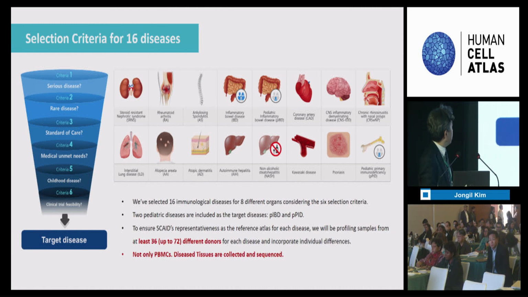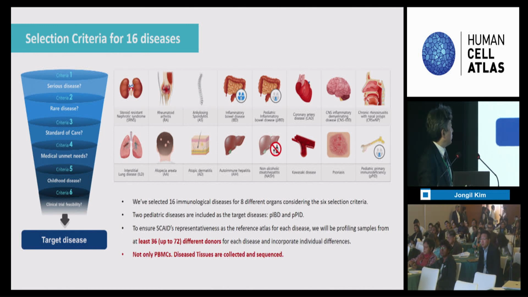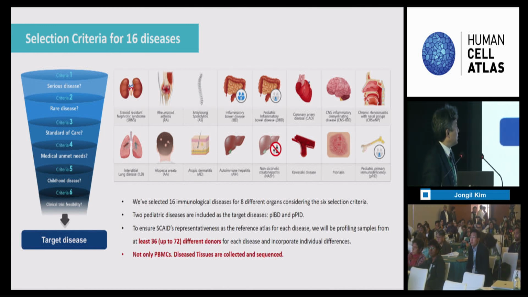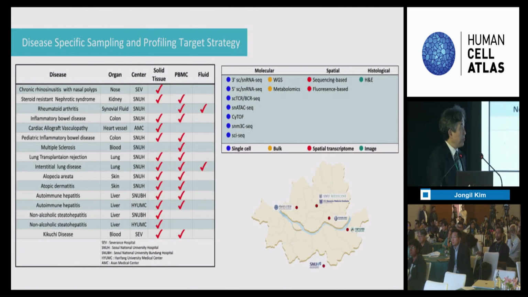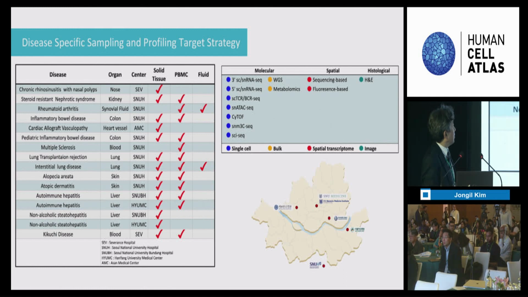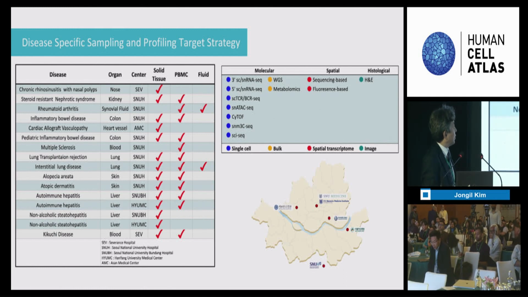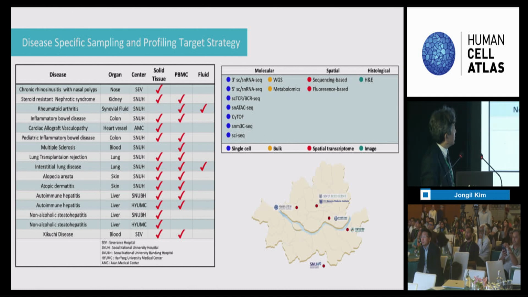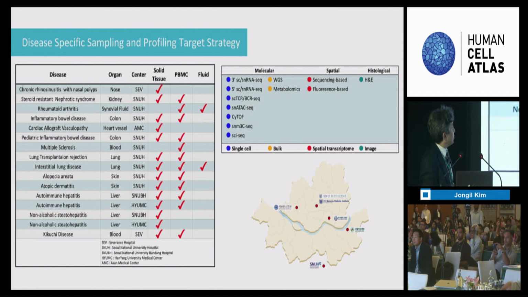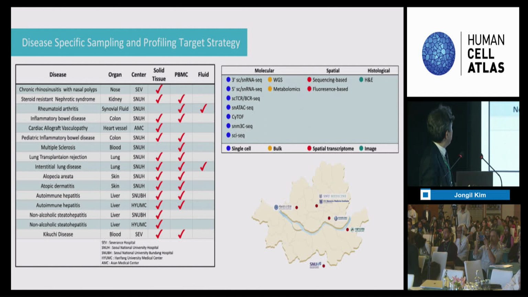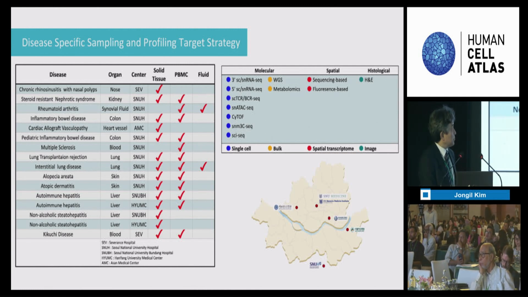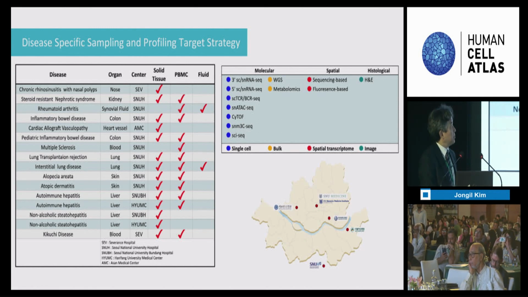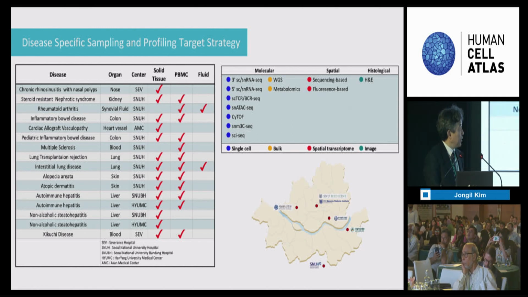We selected these diseases by six different criteria, and we hope to include at least 36 different donors or patients for each disease. For each disease, we will use solid tissue and/or PBMC for the sequencing. For some diseases like rheumatoid arthritis, we will use synovial fluid, and for lung disease, we will use fluid for the sequencing. Many different sequencing platforms and spatial technology will be included.